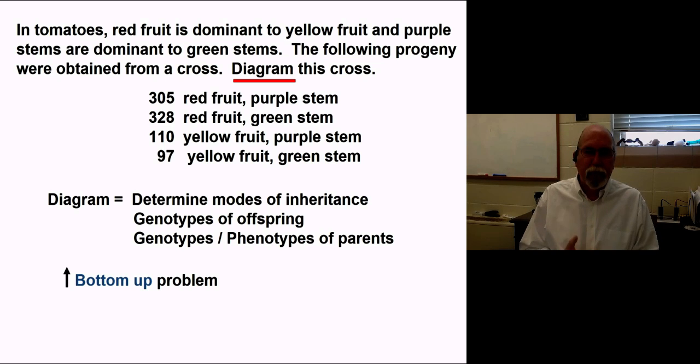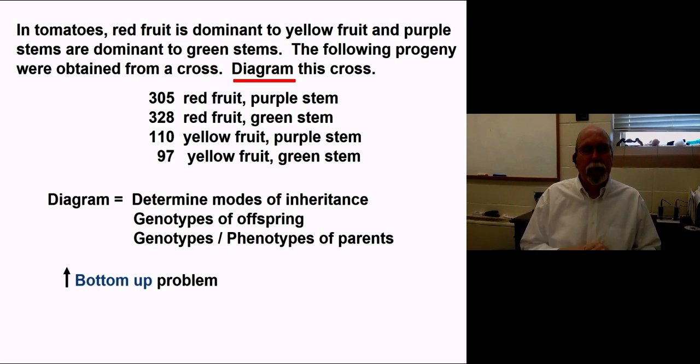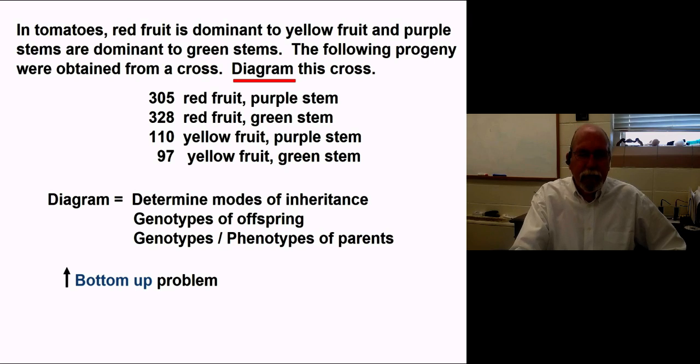Now this problem happens to be a bottom-up problem. Remember we said you either have a top-down or bottom-up. All right, so top-down would be we give you A and B, and we ask you what you're going to produce as C. Bottom-up is we give you C, and we say, go back and figure out what A and B were, what mom and dad were, or the parental units. So those are actually the easiest to work, and fortunately, that's this problem here.